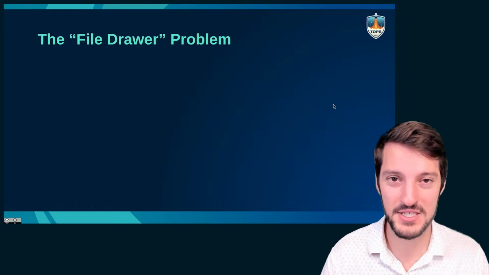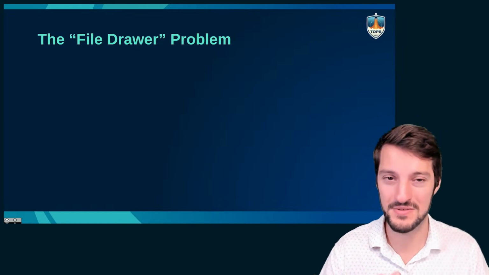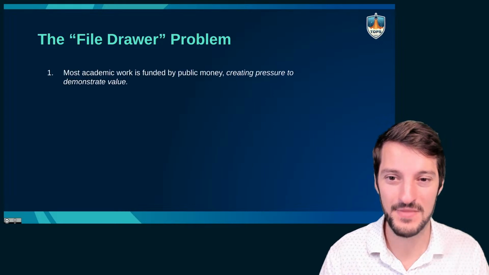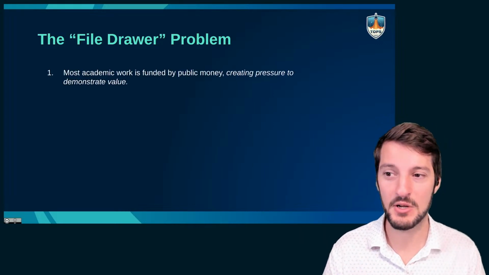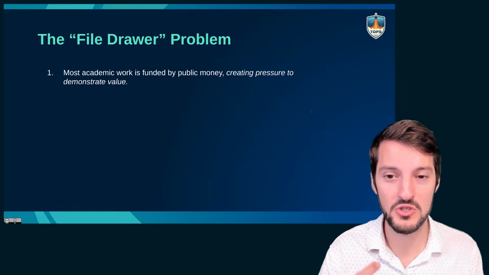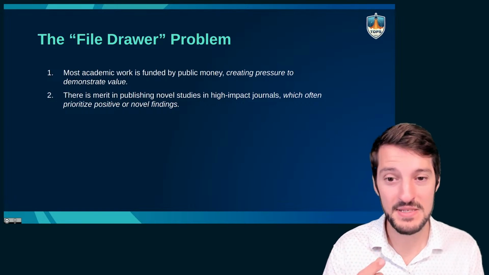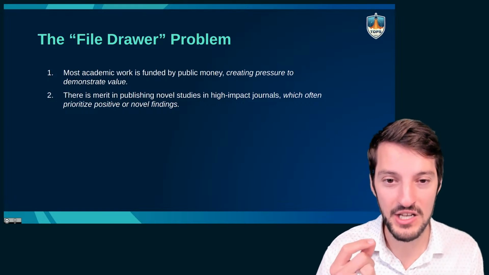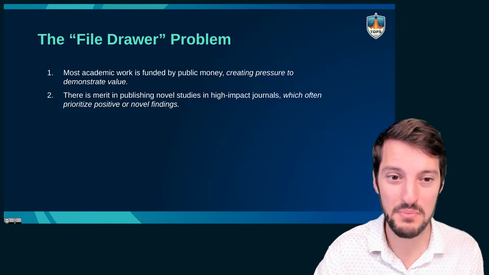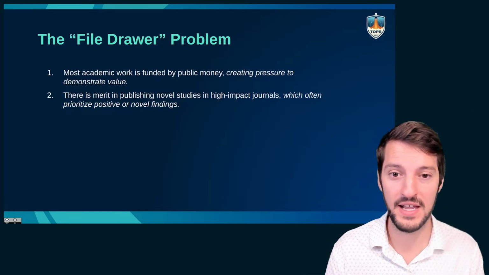And so I want to present just three points of premise and a conclusion for you. So hear me out on this. One, most academic work is funded by public money, and this creates a pressure to demonstrate value. Two, there is merit in publishing novel studies in high-impact journals, which often prioritize positive or novel findings.